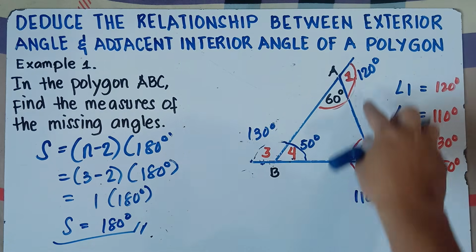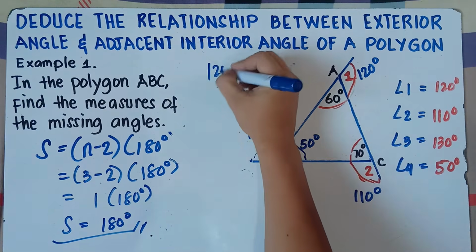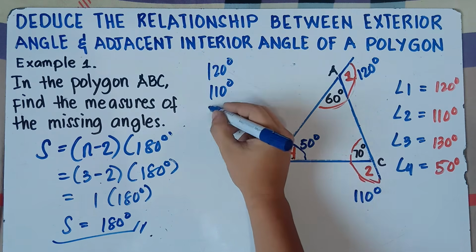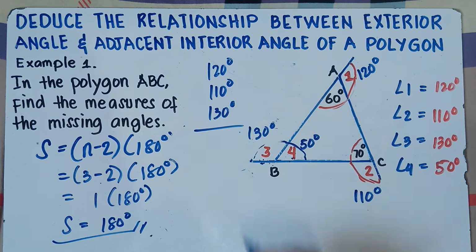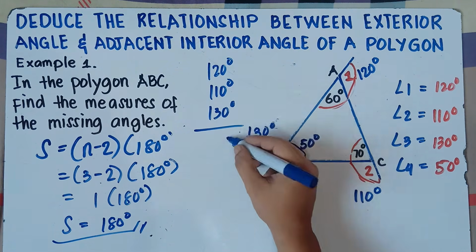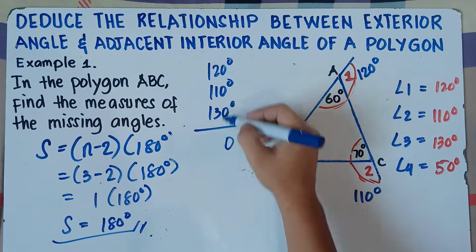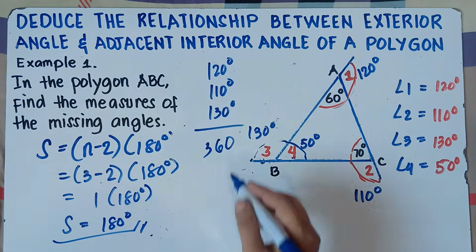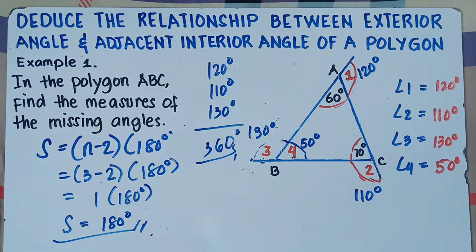So let's check. We add these three angles, 120, and then 110, and then 130. Let's check if we get 360 degrees. So 0, 2 plus 1 is 3, plus 3 is 6, 1 plus 1 is 2, plus 1 is 3. 360 degrees. All set. Alright, so that's it for example number 1.